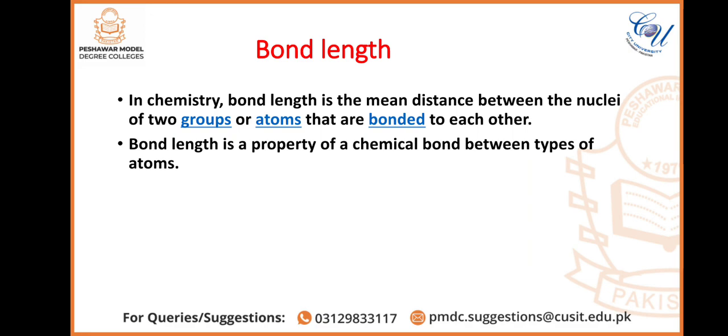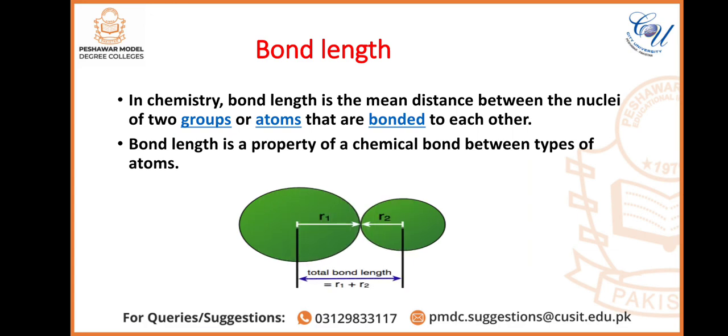The second important characteristic of bond is bond length. What is bond length? How do we measure it? Bond length can be simply defined as the average or mean distance between nuclei of two bonded atoms. For example, in this diagram, R1 is the radius of the big atom and R2 is the radius of the smaller one. So the bond length is the average distance between R1 and R2.